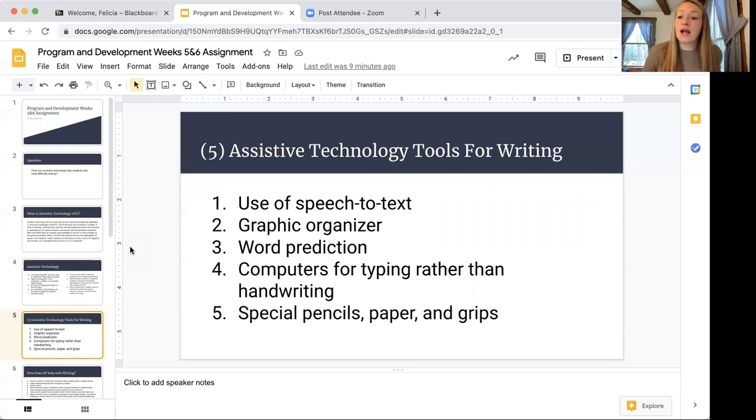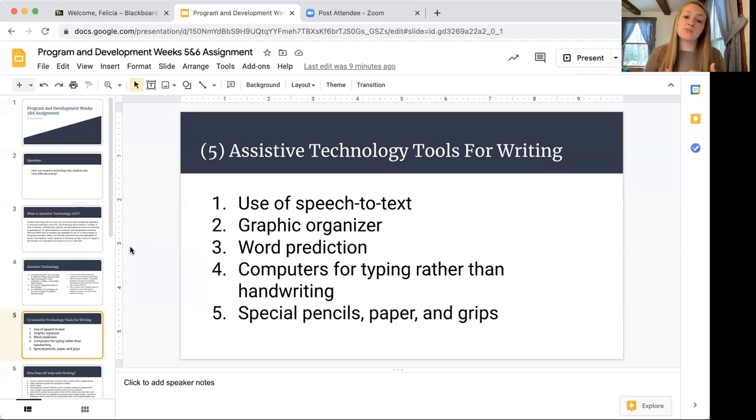All right. So I chose 5 different assistive technologies for writing. I've used some of these personally in my classroom, and others I wish I had used and I'm going to start using in the future. So the use of speech to text. This is awesome because it's right on Google. So students have access to it and it's free, which is really awesome. It works really well for students who have good verbal communication.